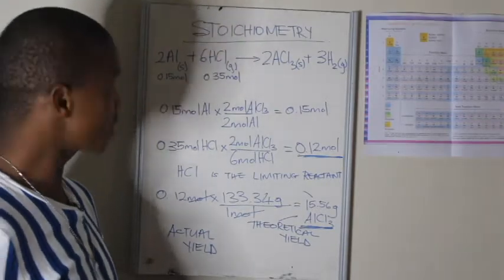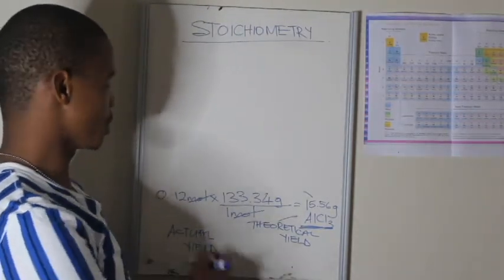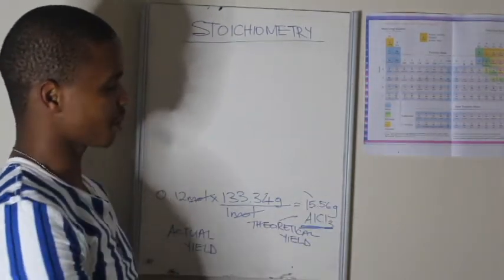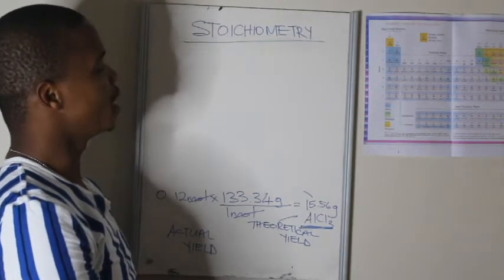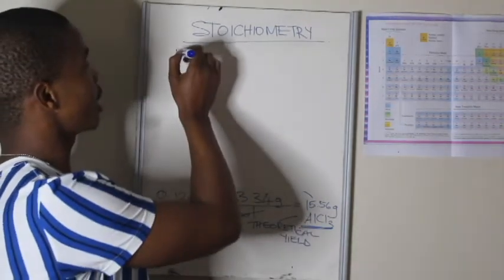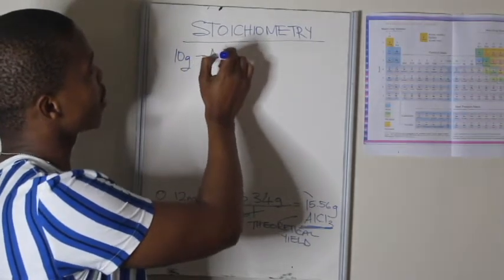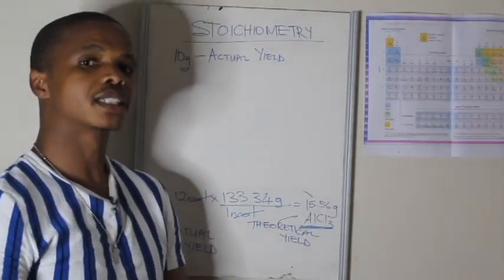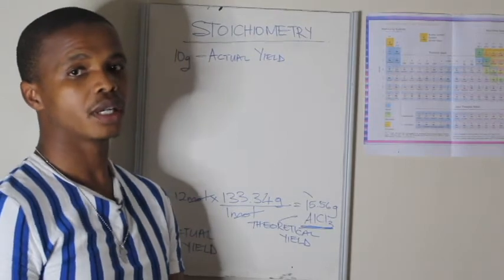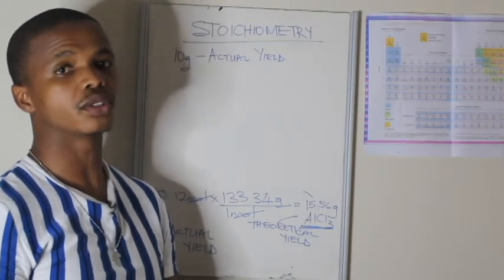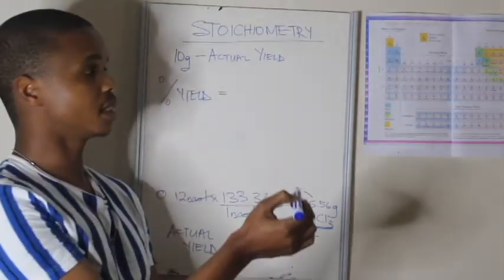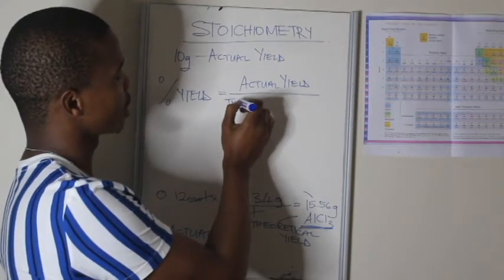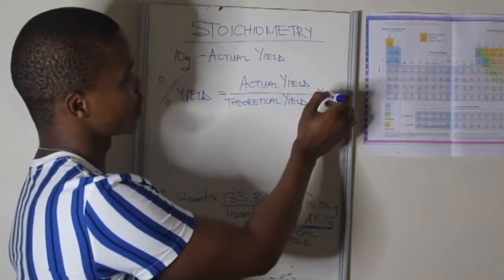Now let's clear up some space. So let's say if you perform your experiment, you calculated that you'd get 15.56 grams of aluminium chloride, and what you actually get is 10 grams of aluminium chloride as your actual. Now, as a chemist, you would want to know how accurate you were, and then you'll have to calculate what is called your percentage yield, which is equal to actual yield divided by theoretical yield times 100%.